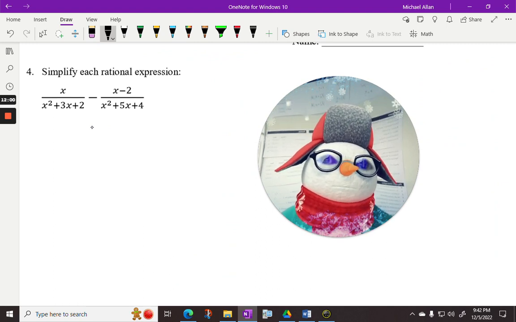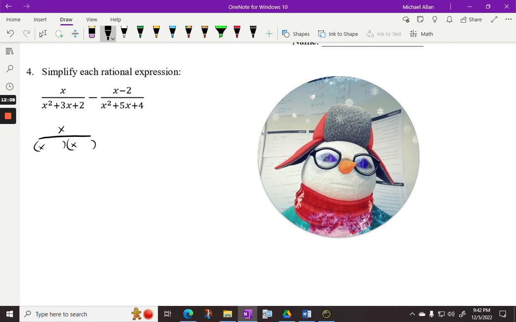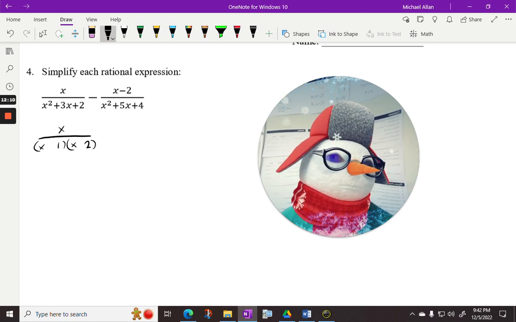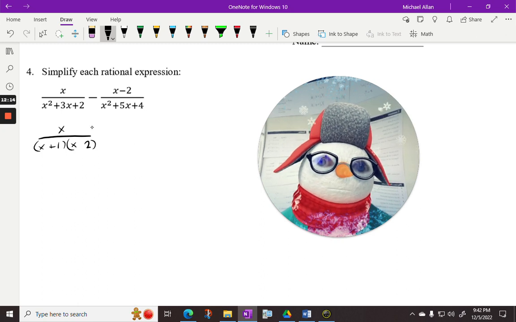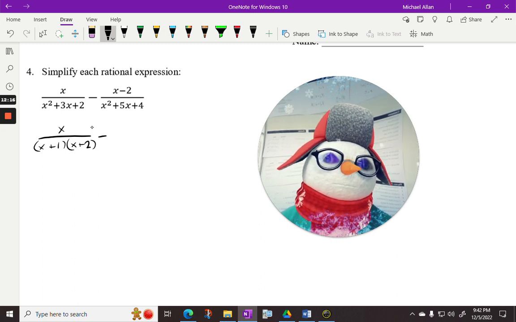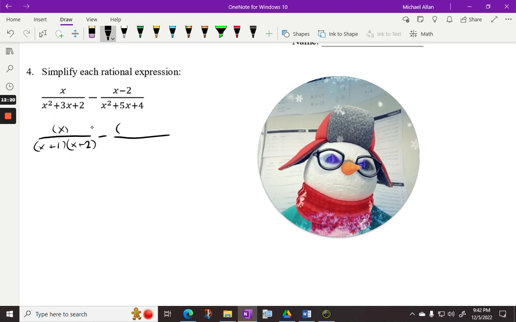So we're going to factor the bottoms of both of these. x, a 2 and a 1. So the only thing that multiplies out to a 2. It's going to multiply to 2 and add to a 3. So they both have to be positive. And then I'll factor out the other one over here. I'll put brackets around the top.